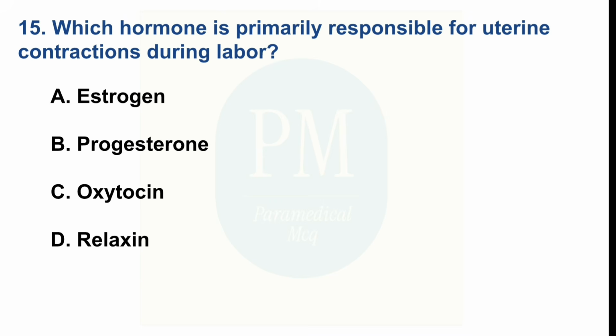Which hormone is primarily responsible for uterine contraction during labor? Option A, estrogen. Option B, progesterone. Option C, oxytocin. Option D, relaxin. The correct option is option C. Oxytocin.